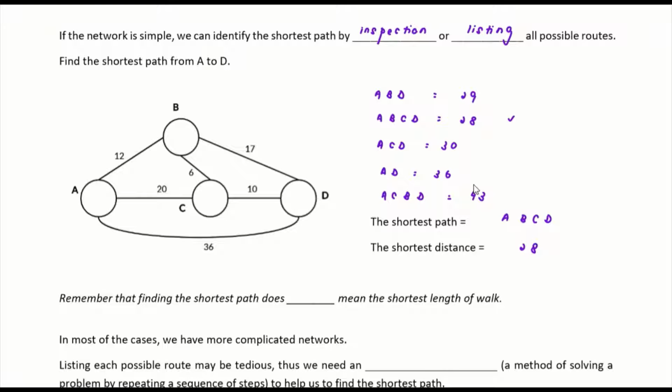Something that I want to emphasize here is that finding the shortest path does not mean the shortest length of walk. For example, if you want to find the shortest length of walk to reach D, then definitely this is the shortest one, because with a length of walk of 1, you can straight away reach D already. But not passing through other vertices doesn't mean that it gives you the shortest road. Okay, so that's the idea.